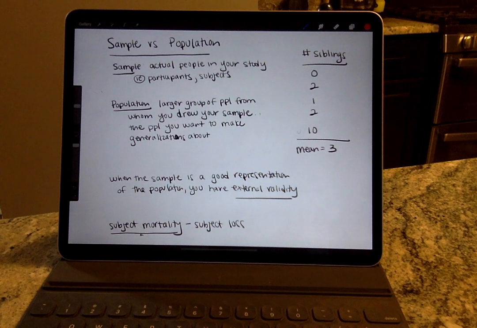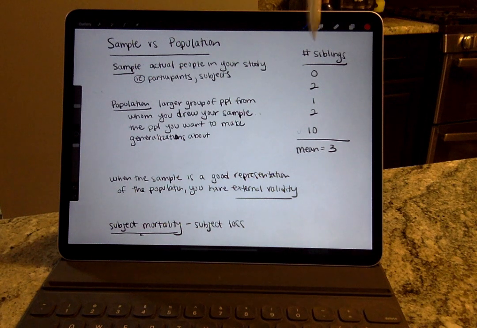This video clip is about samples and populations. So we're going to start with this term sample. A good way of thinking about a sample is the sample is the actual people in your study. Sometimes we refer to the sample as the participants, sometimes we refer to it as the subjects. Basically, the sample is the people that you have collected data on.